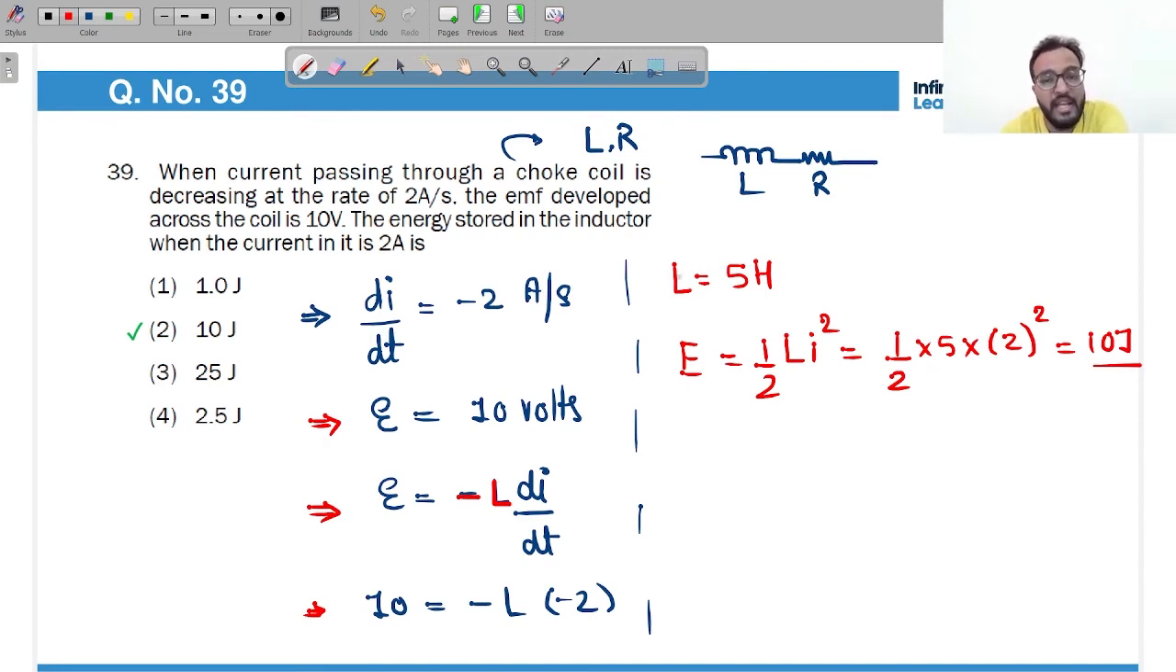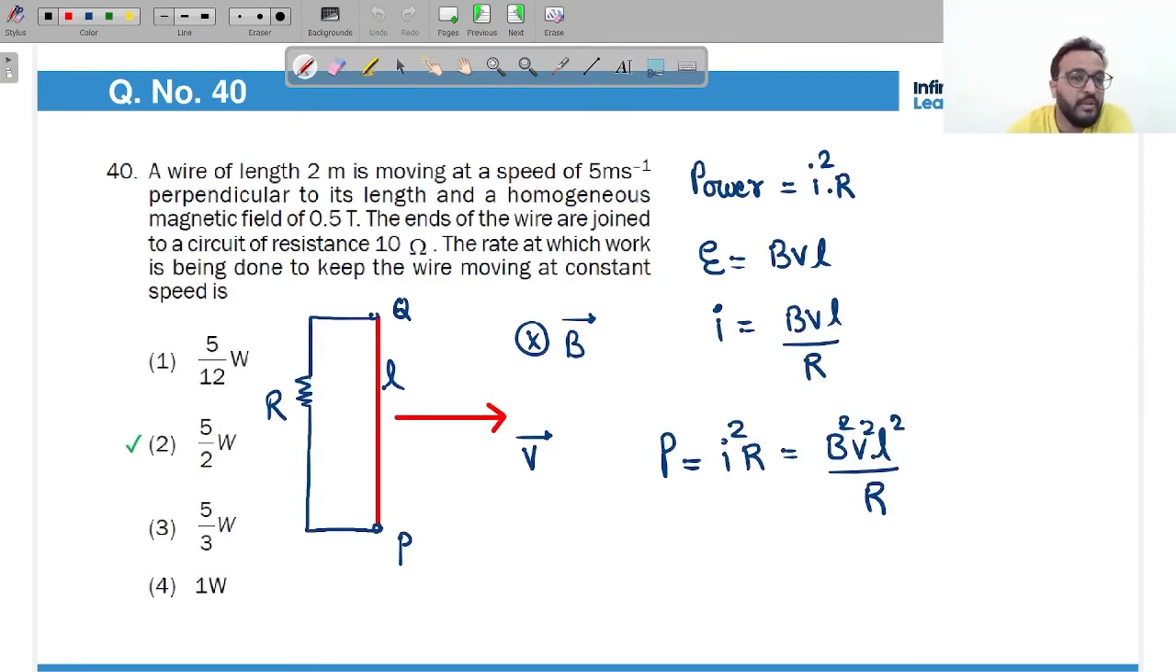So from here you will say L is equal to 5 Henry. Once you know the value of L, then what is the energy? Half L I square. Put the values, get your answer, 10 joules. Simple? Yes? Now here, they are saying that this is a wire.